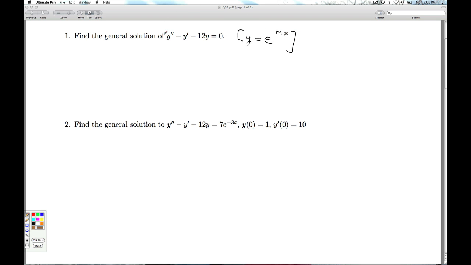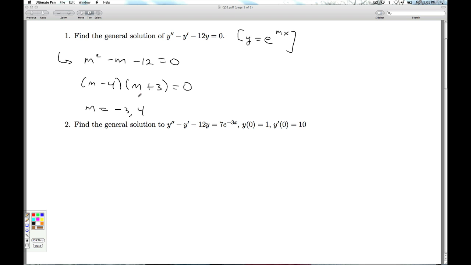If we substitute that in, every time we take a derivative we kick out the coefficient m. And since all of these are constant coefficient, we'll be able to factor out the e to the mx and cancel it out. So we're going to be left with our so-called auxiliary equation, m squared minus m minus 12 is 0. Now we factor that the usual way, m minus 4 times m plus 3 is 0, and we get for m negative 3 and 4.